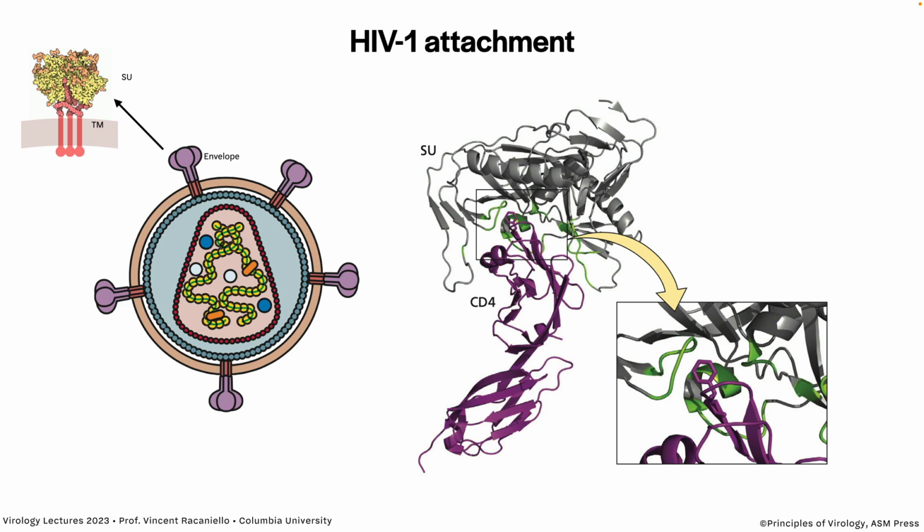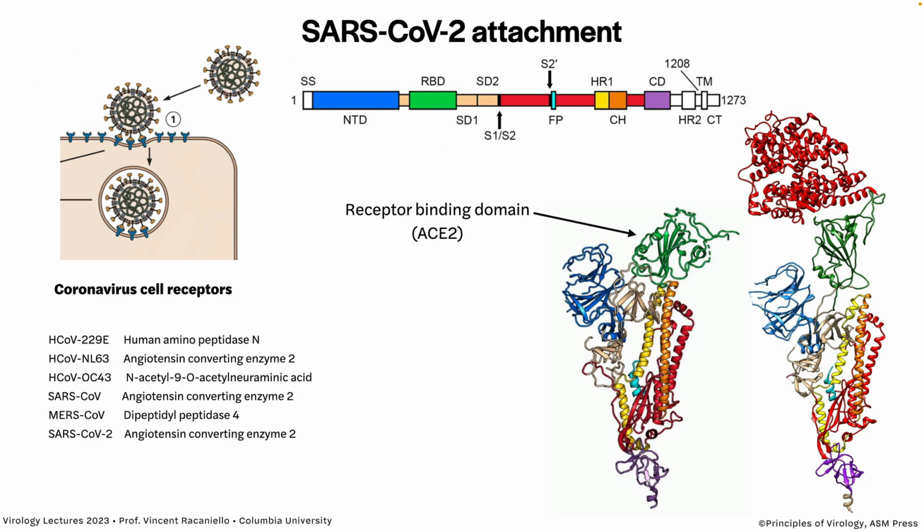Here is a blow up of this internal region to show you that there is a phenylalanine at this part of CD4, which is sticking into a pocket in the glycoprotein of HIV. And this is essential for the interaction. If you change that phenylalanine, the proteins don't interact with each other. So it's a very specific interaction.